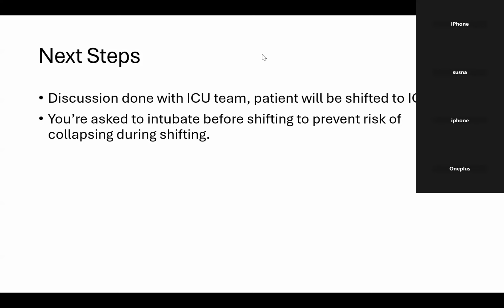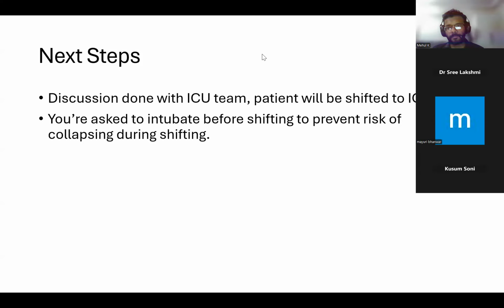So anyone wants to volunteer to answer this question? Intubate, yes or no? Okay, somebody says intubate. Anybody else has any opinion? Anybody who says that they don't want to intubate the patient before shifting?